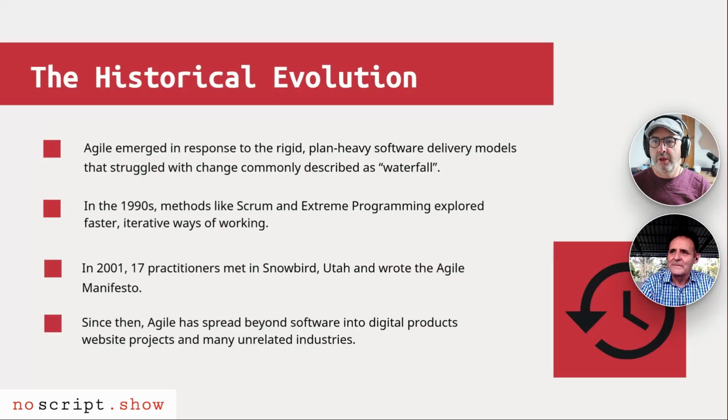Okay. Yeah. But yeah, historical evolution. I actually didn't know any of this, so this is quite interesting. Well, I did, but you taught me it in the past. Agile emerged in response to the rigid, plan-heavy software delivery models that struggled with change, commonly described as waterfall. In the 1990s, methods like Scrum and extreme programming, what a great name, explored faster, iterative ways of working. In 2001, 17 practitioners met in Snowbird, which is in Utah, and wrote the Agile Manifesto. And since then, Agile has spread beyond software into digital products, websites, and many unrelated industries.